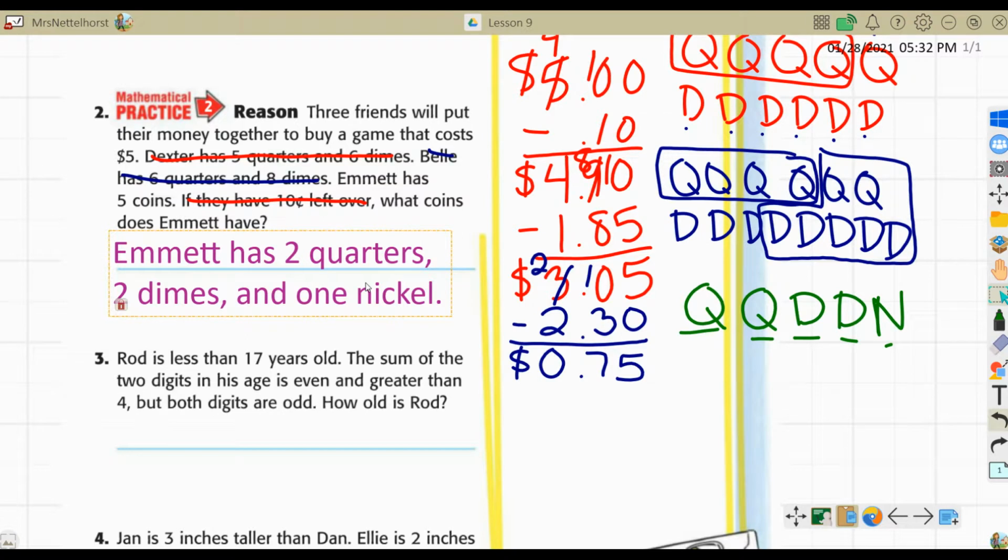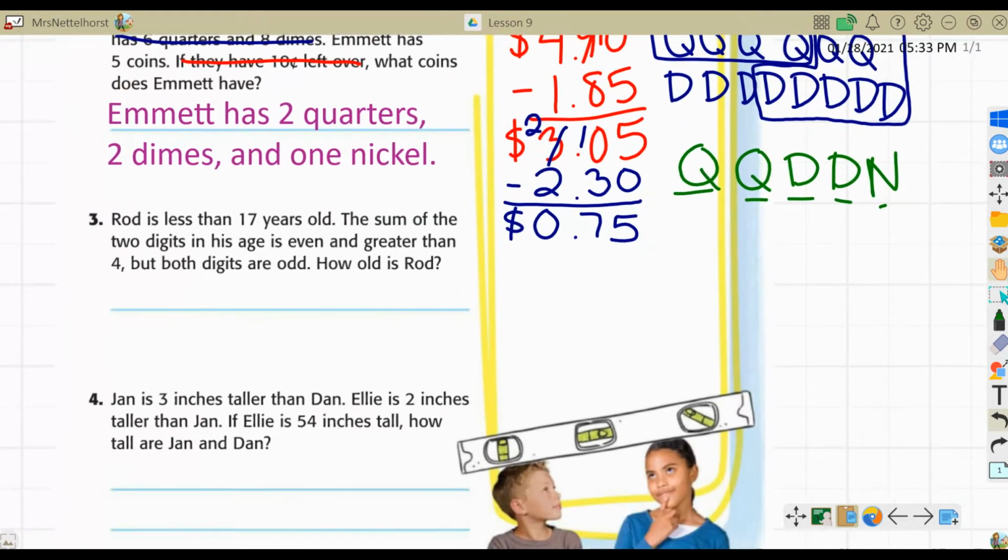Okay, now Rod is less than 17 years old. The sum of the 2 digits of his age is even and greater than 4, but both digits are odd. How old is Rod? Oh my goodness. So we know that Rod is less than 17 years old, which means he can be any number up to 16, but that's it.